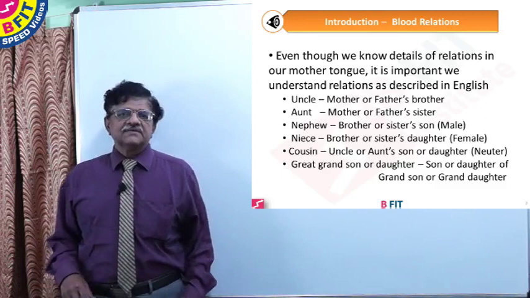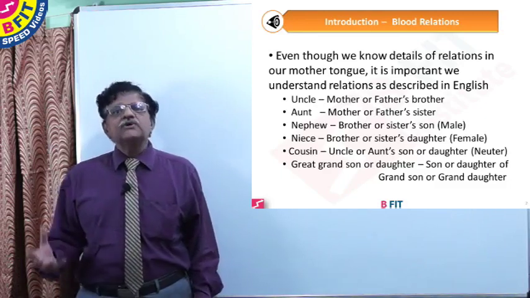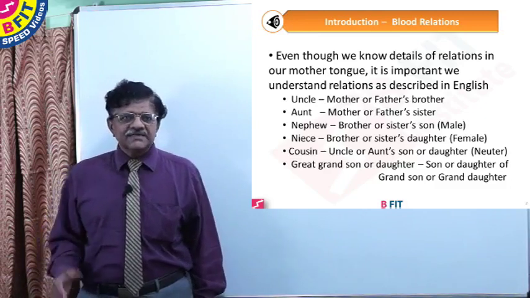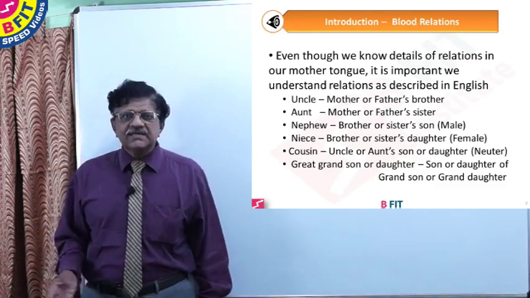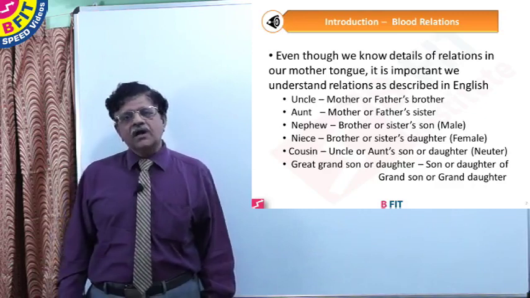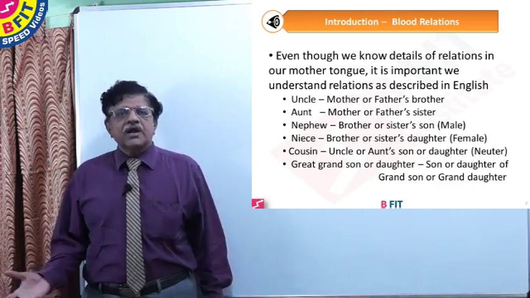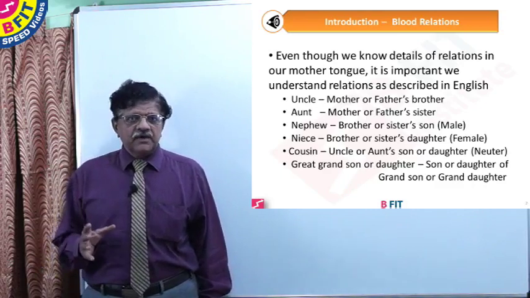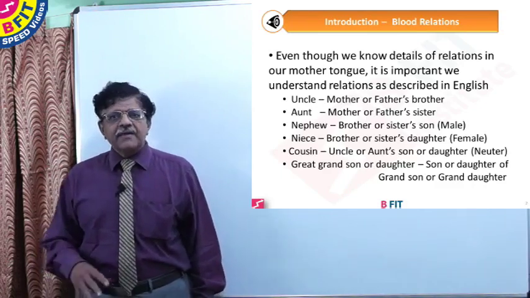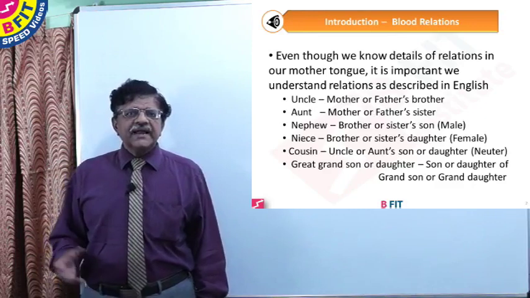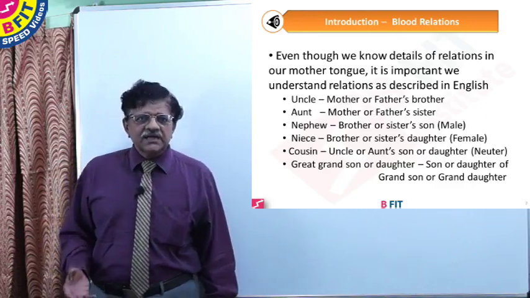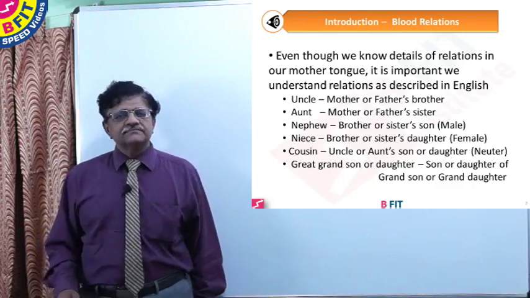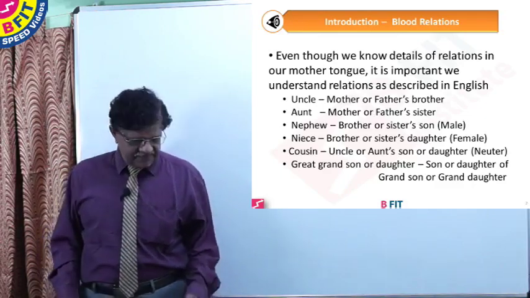Then cousin. Cousin is a neuter gender. So you can introduce both a man as well as a woman as a cousin. Who is a cousin? Cousin is uncle or aunt's son or daughter. Son or daughter. So cousin can be a man or a woman. Be careful and understand this. Cousin can be a man or a woman. Then great grandson or great granddaughter is the son or daughter of the grandson. So we all know great grandson.